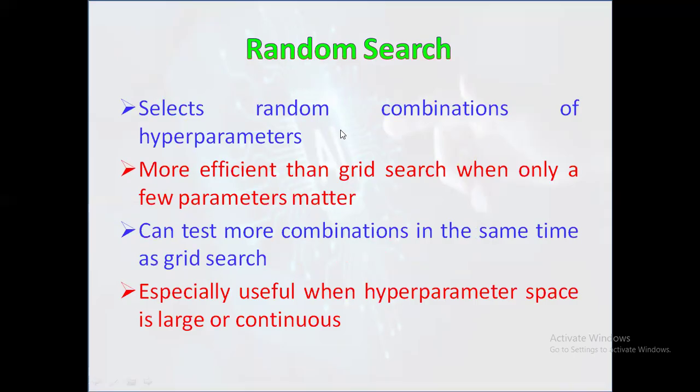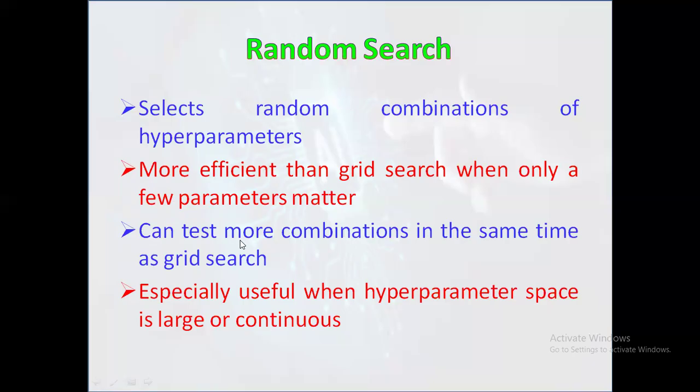In this case, it selects random combinations of hyperparameters. Instead of testing all combinations, random search picks combinations randomly. It is a faster alternative to grid search, especially when not all parameters are equally important. And the next point is, research has shown that in many cases, only a few hyperparameters significantly affect model performance. Random search is more likely to find them efficiently.